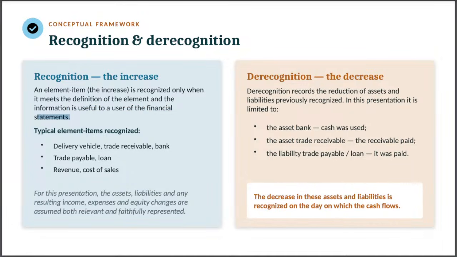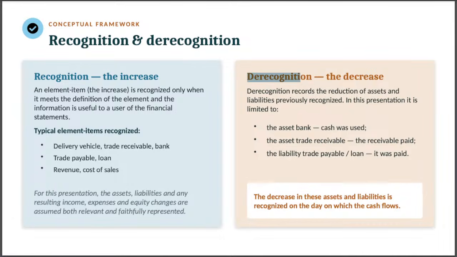Wow, so it ties all the way to the financial statements, or the output. Typical element items recognized: delivery vehicle, trade receivable, and bank. These are some element items. Trade payable, loan, revenue, cost of sales. So for this presentation, the assets, liabilities, and any resulting income, expenses, and equity changes are assumed both relevant and faithfully represented. So we're not going to discuss fraud elements. Everyone's very honest, as they should be, in this presentation in the hypothetical scenarios.